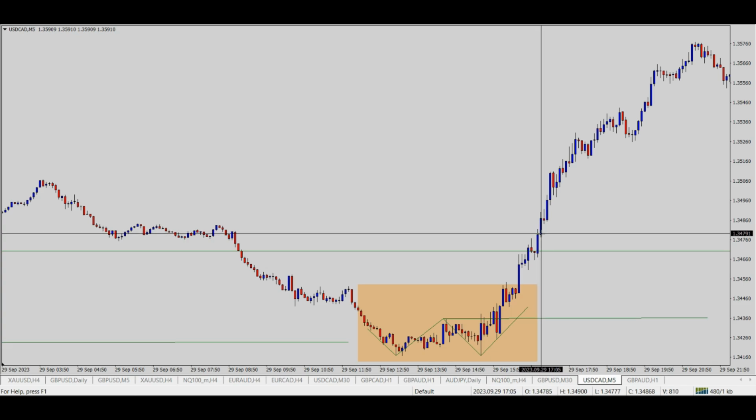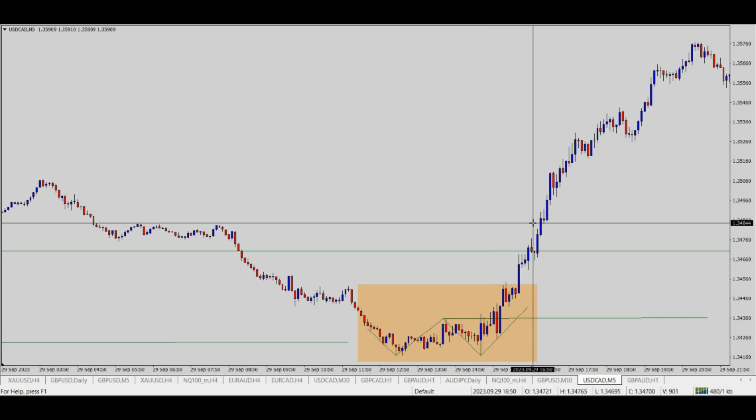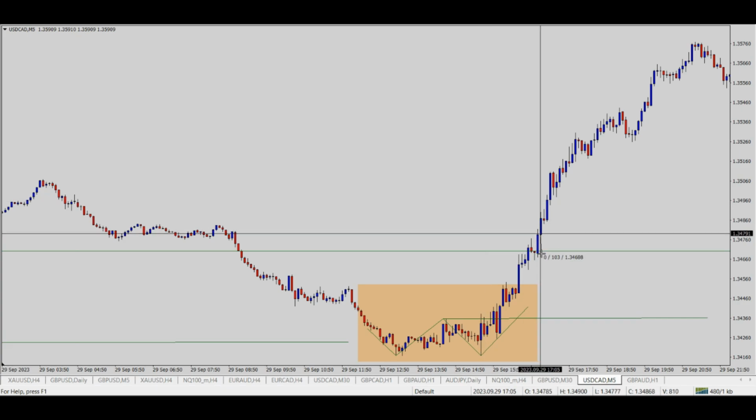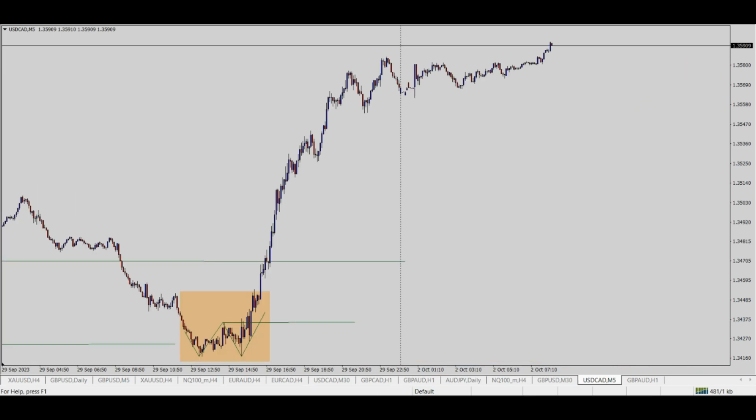So you could enter here on the 5 minutes, put your tight stops below this particular low. That's 140 pips, and ride the remaining trend all the way to that particular high, which is 972 pips. So if you still continue, you probably would have entered 1000, and that'll be giving you almost a 1 to 8 risk to reward ratio.